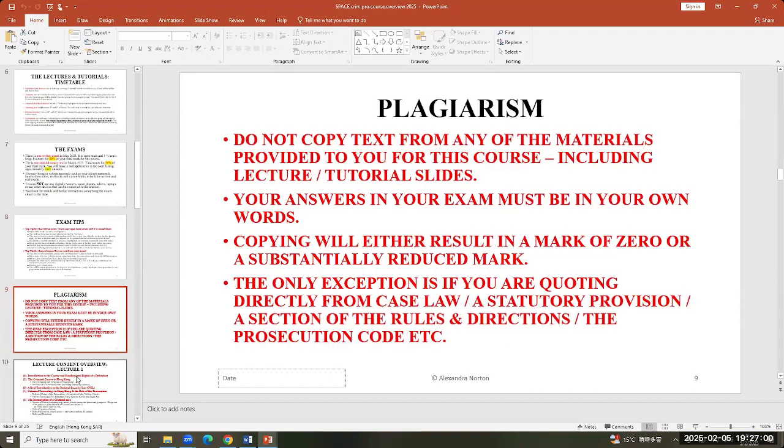Like with all of these courses, obviously, you can't copy from any of the notes or slides or anything. What you write in the written exam has to be your own words.